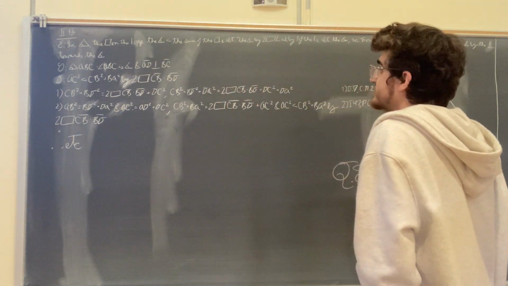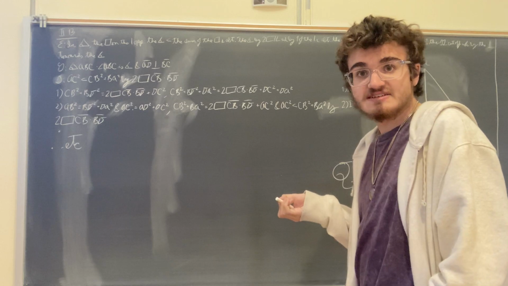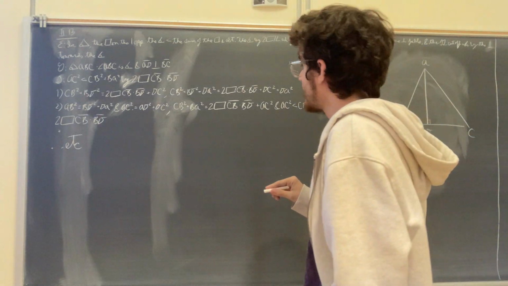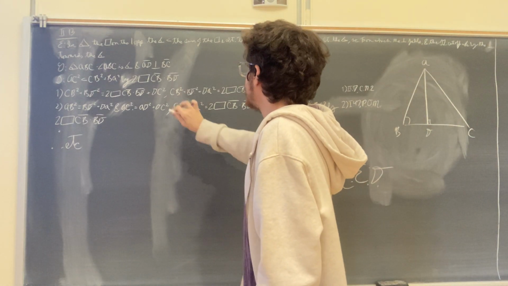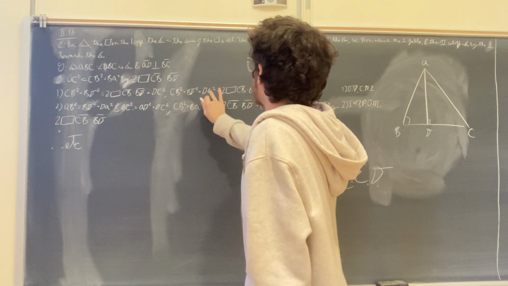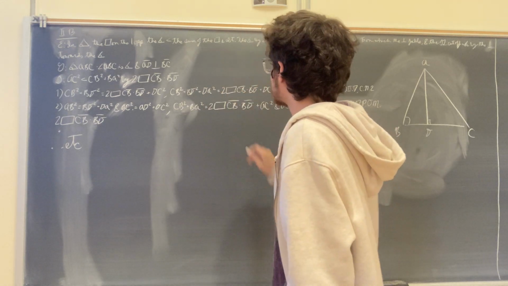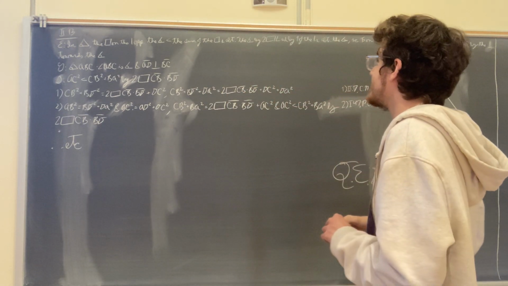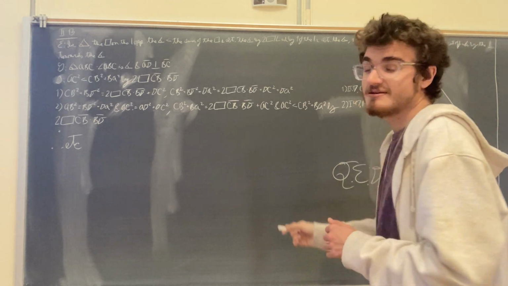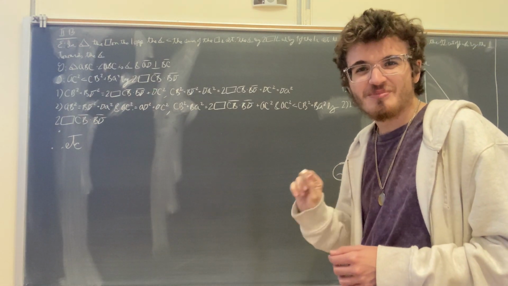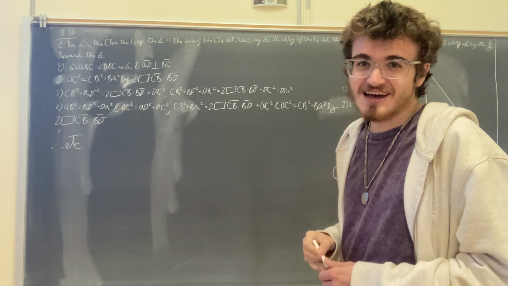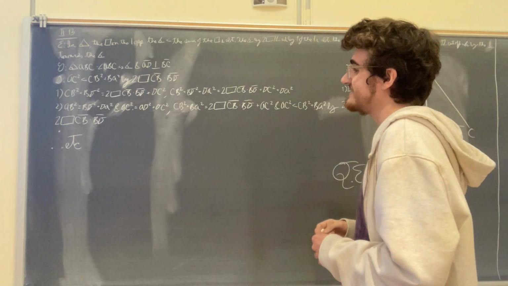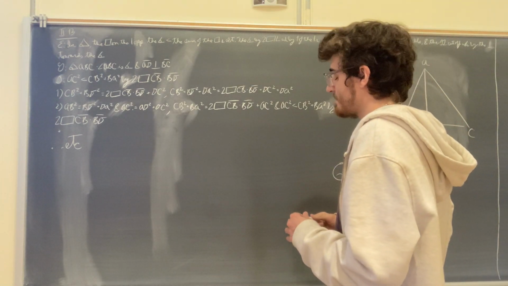And by common notion 2, we can add the square on DA to both sides so that we can say that CB squared plus BD squared plus DA squared equals twice the rectangle contained by CB and BD plus DC squared plus CA squared. Again, that's just common notion 2, adding the square on DA to both sides.